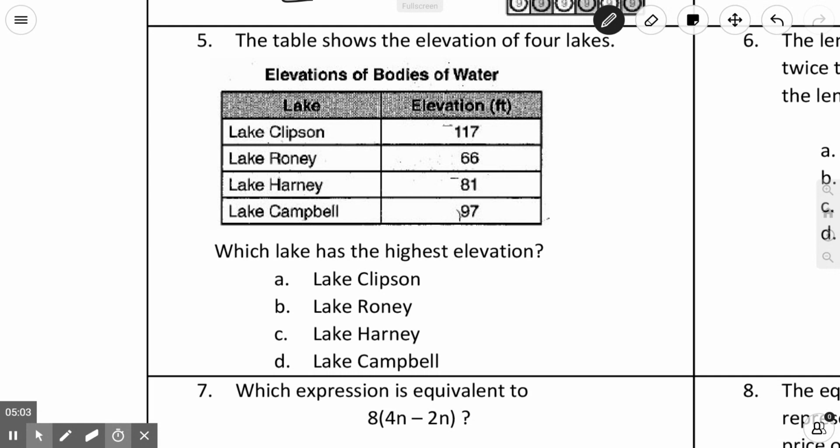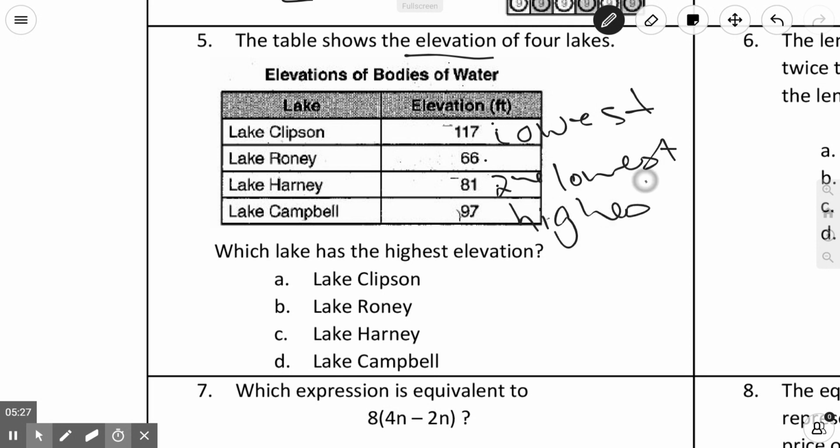The table shows the elevation of 4 lakes, my bad. Which lake has the highest elevation? Well, this is negative, so that's lowest. And then this is negative, so that's second lowest. This is higher, 66, but not as high as 79. So 79 is the highest. Sorry, 97. And so that's Lake Campbell has the highest elevation.